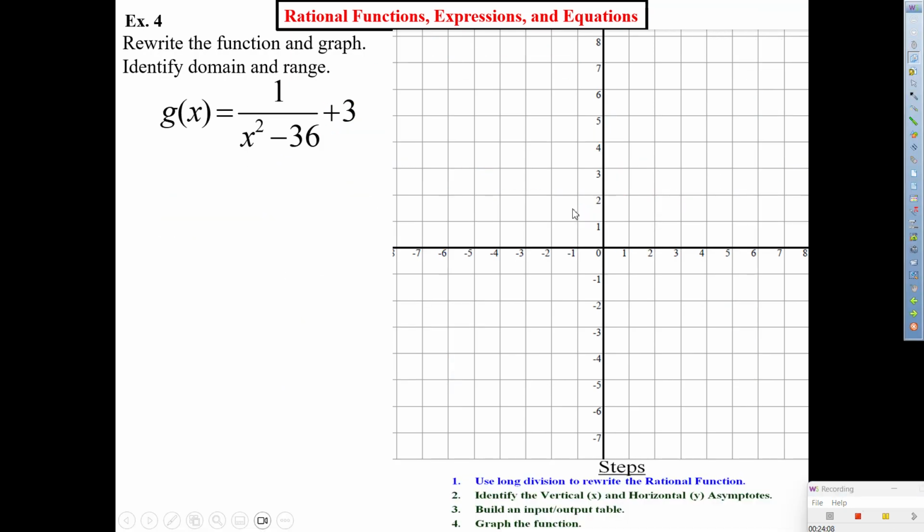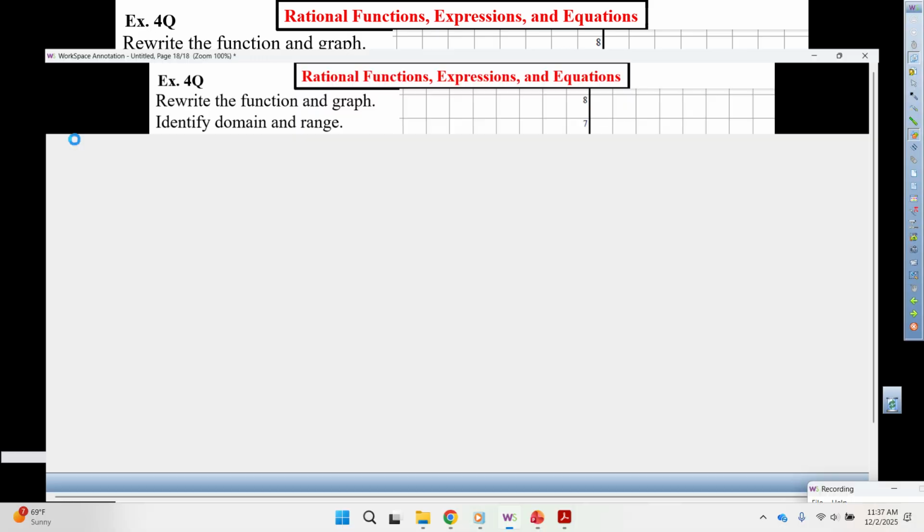All right, let's do another one together. Copy this one. Example 4Q. G of x equals 1 over x squared minus 64 minus 5.